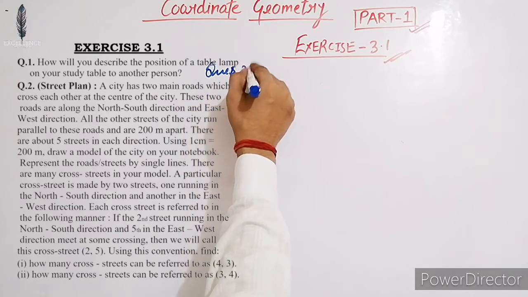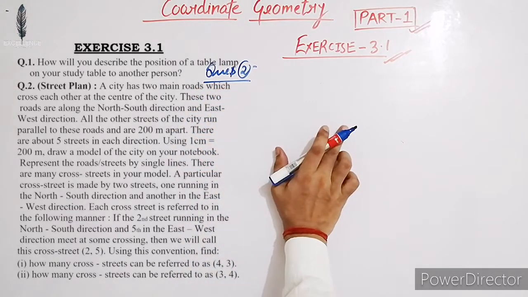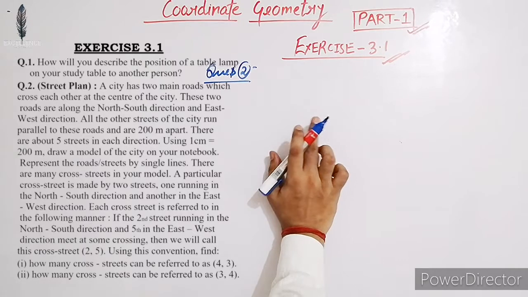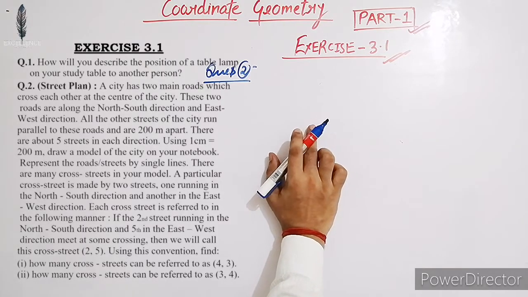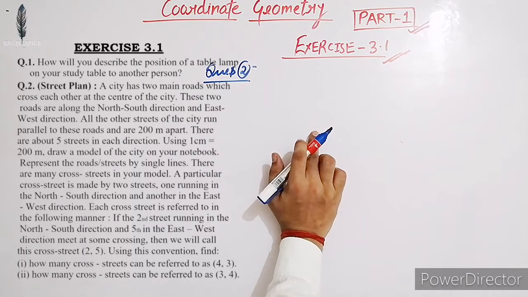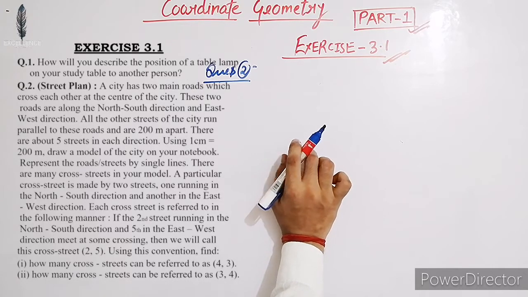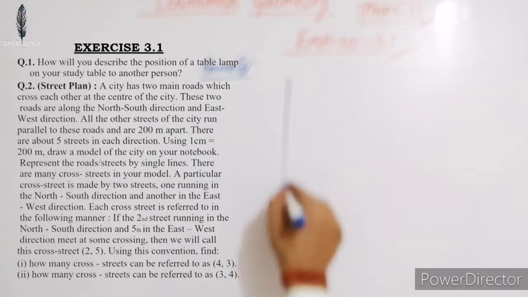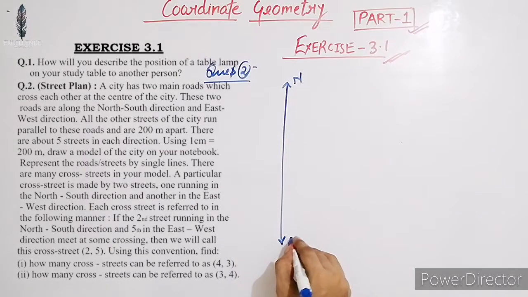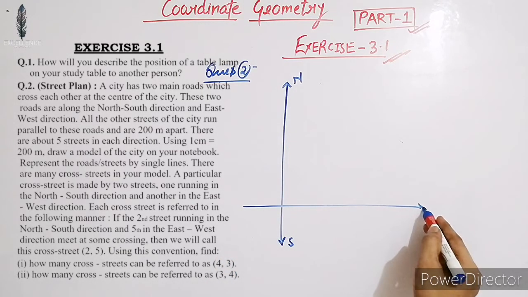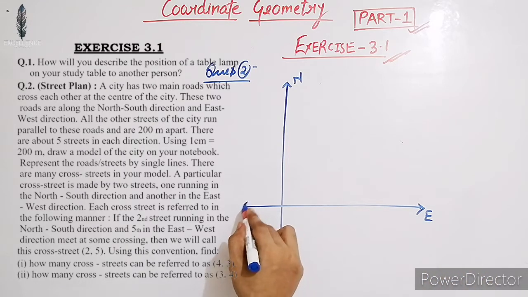Students, in this question a street plan is given. A city has two main roads which cross each other at the center of the city. City की दो main roads हैं जो city के center पर cross करती हैं. These two roads are along the north-south direction and east-west direction. So these two roads are here, one of them in north-south direction and the second one in east-west direction.